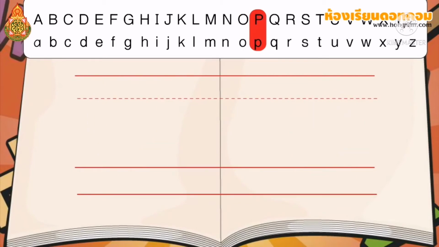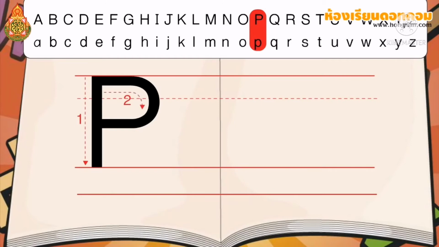Next, capital letter P. Start with 1 and 2. And small letter P. Start with 1 and 2.